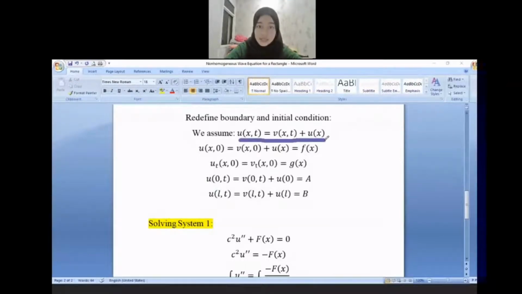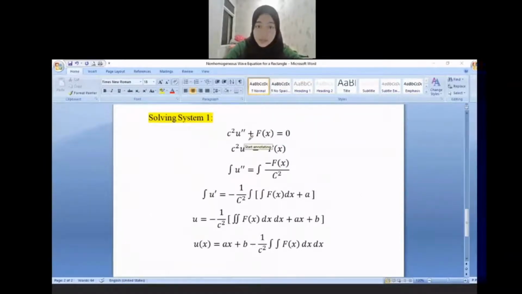u(x,t) is equal to v(x,t) plus u(x). Firstly, we substitute 0 into t, so we get v(x,0) plus u(x) is equal to f(x), and for the second one, we need to differentiate with respect to t. If we differentiate it, we will get v_t equal to g(x), and u(0,t) is equal to v(0,t) plus u(0) equal to a, and u(l,t) is equal to v(l,t) plus u(l) equal to b.